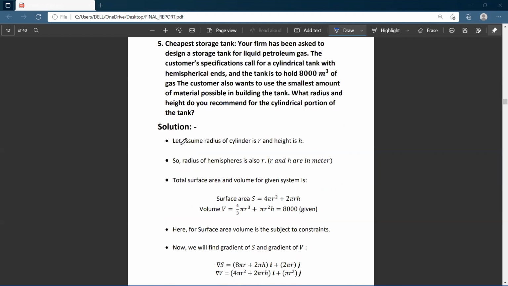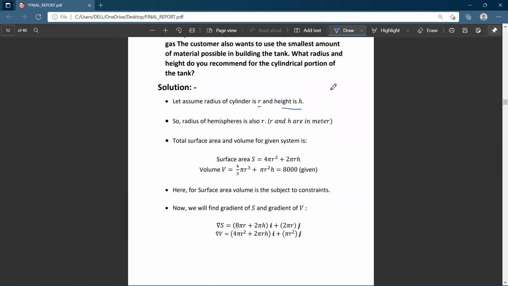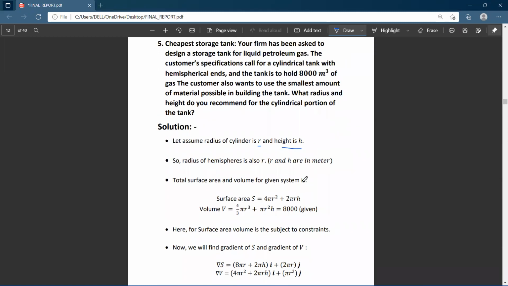Okay, so here we assume that the radius of the cylindrical portion is r, and the height is h. The radius of the hemisphere will also be r, because we have taken the radius of the cylinder as r. So the total surface area of the given system is given by this equation, which is pi r square, and the total surface area is given by this equation, because we can clearly see that the system is like this.